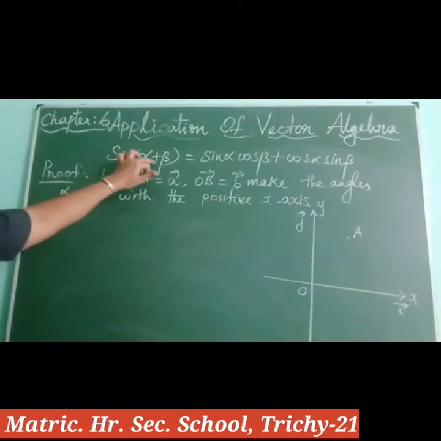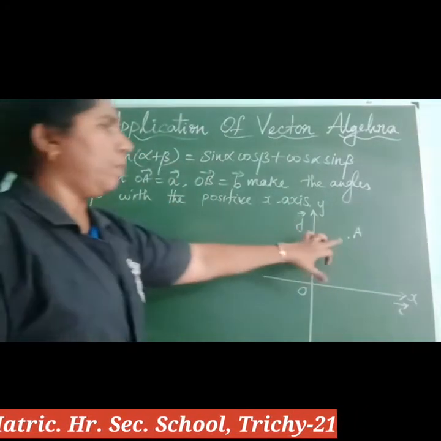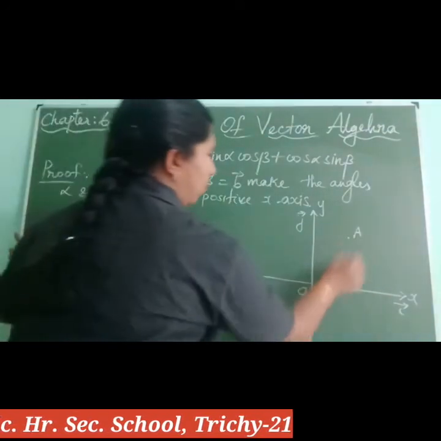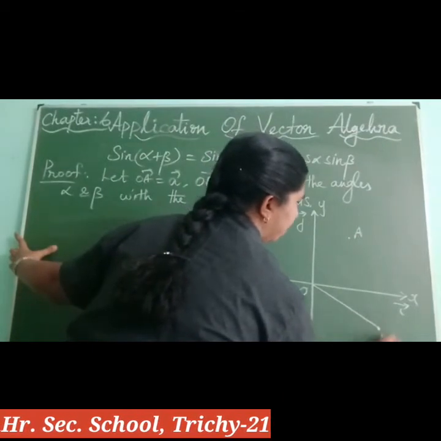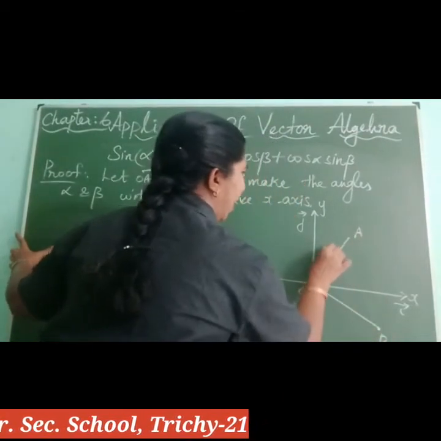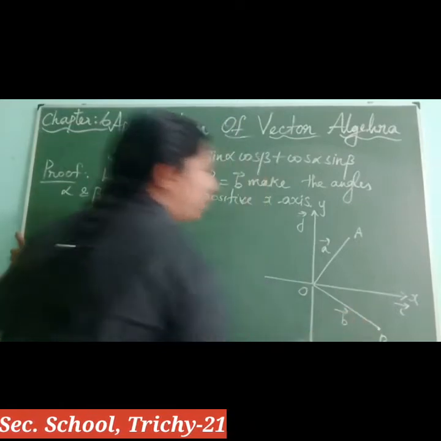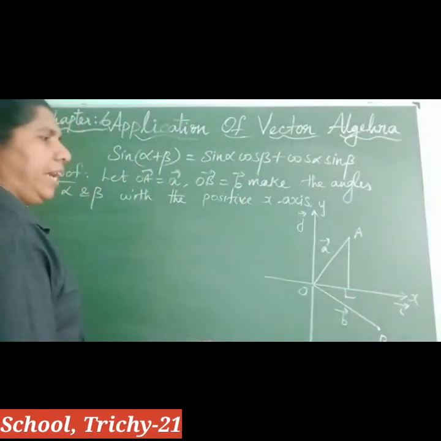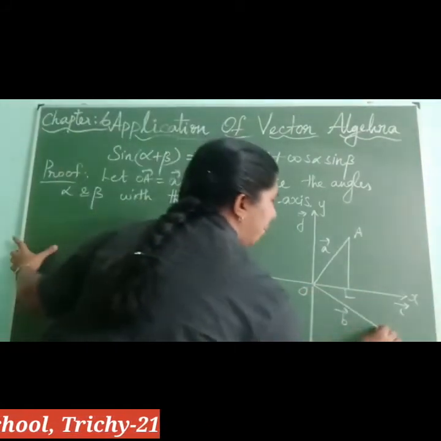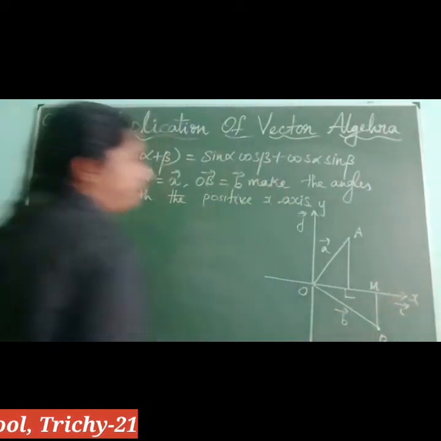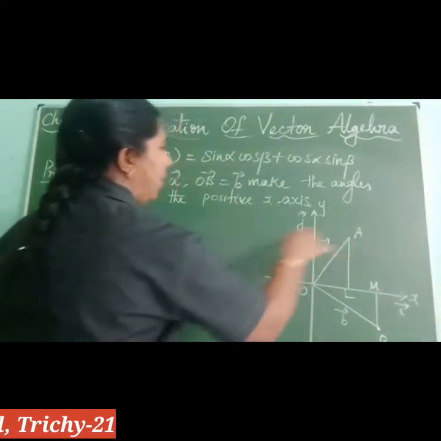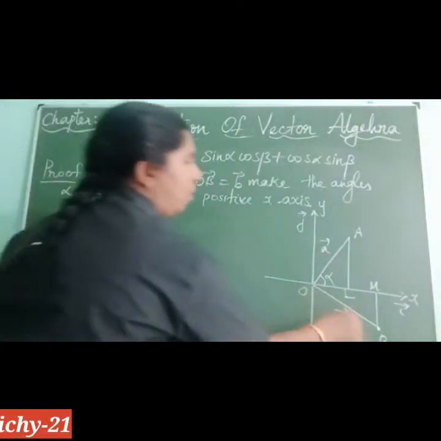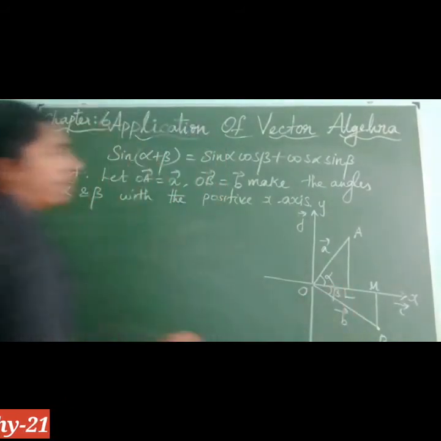Here, when we are drawing the points, since it is alpha plus beta, you can take the two points on either side of the x-axis. So A, and here you can take the point B. OA is equal to A vector, OB is equal to B vector. Join the point A with the x-axis at the point L, and B with the x-axis at M. Let OA make an angle alpha with the positive x-axis and OB make an angle beta with the x-axis.